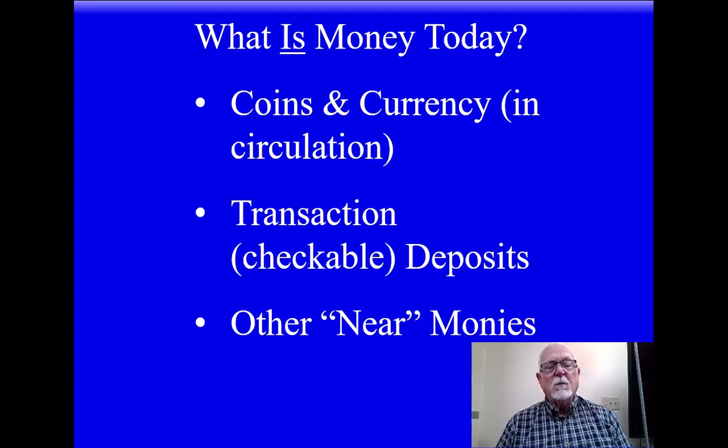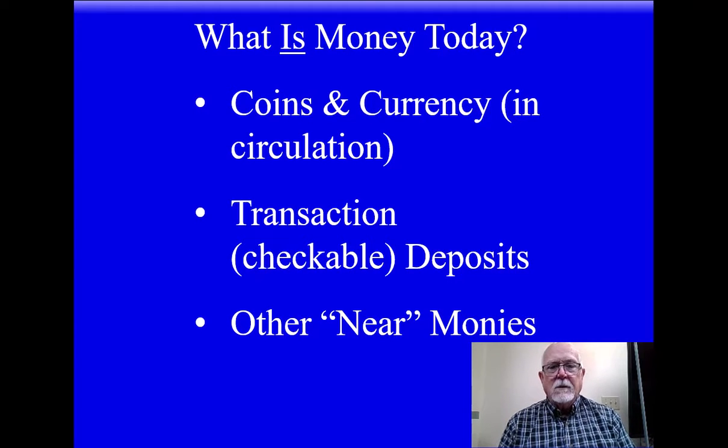Okay, well, let's go to the modern time period. What is actually money today? Well, it's coins and currency in circulation, transaction or checkable deposits, and other near monies. Well, you say, cryptocurrency's not on here. Well, cryptocurrency still is up for debate whether it actually fulfills the functions of money enough to be money. One of the big issues is that store of value. Cryptocurrency fluctuates so much that that's kind of what's holding it back at this point from being considered money.